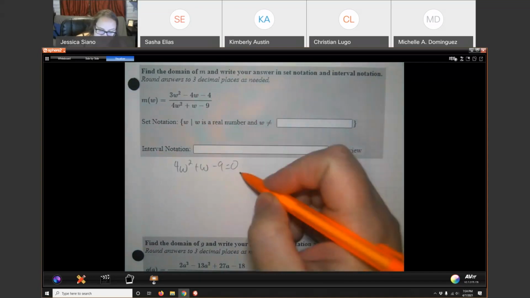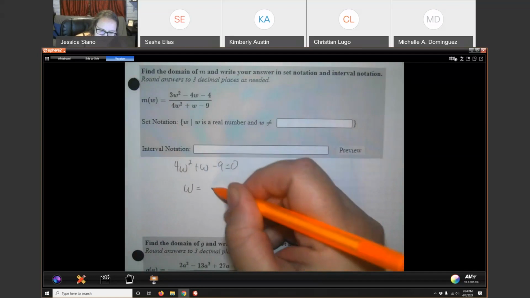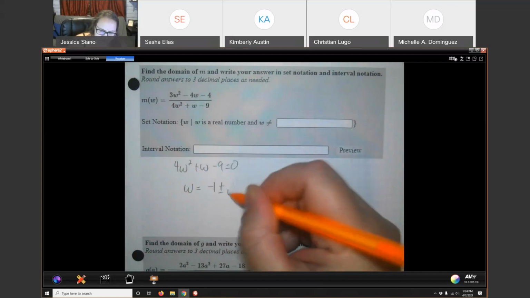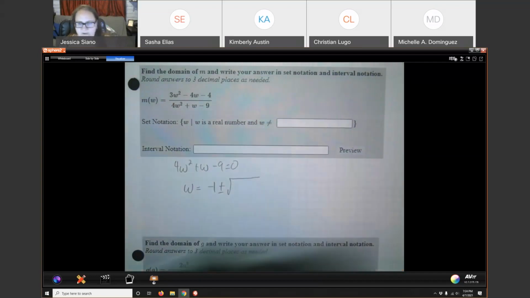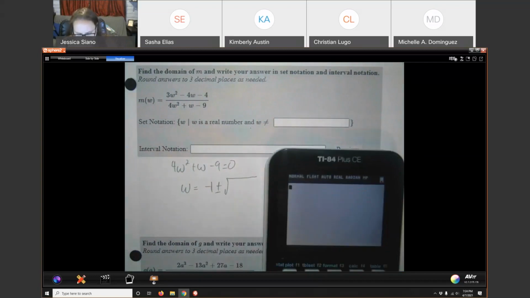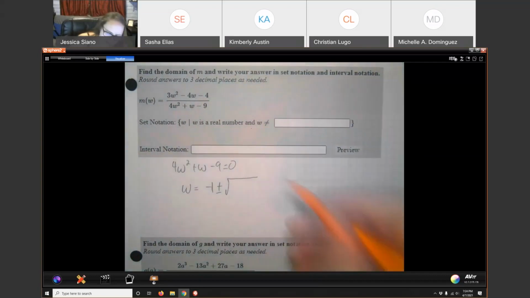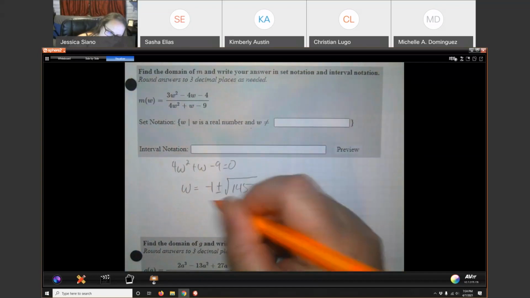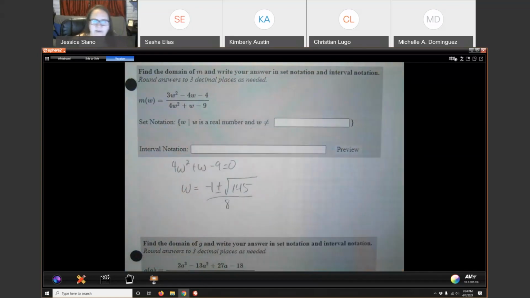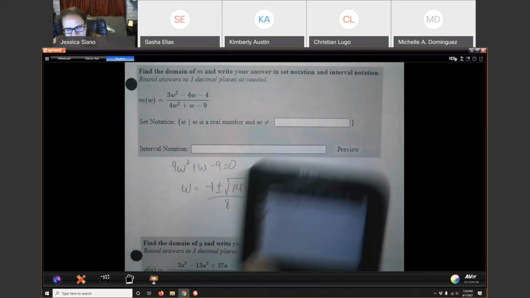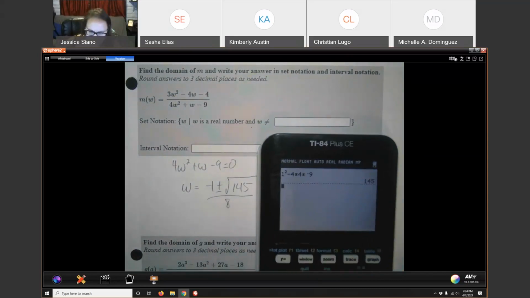So I'm going to use the quadratic formula. Negative b plus or minus the square root of b squared minus 4ac, over 2 times a. And they're asking me for decimals. So to get the decimal of that, I'm just going to put it in the calculator.